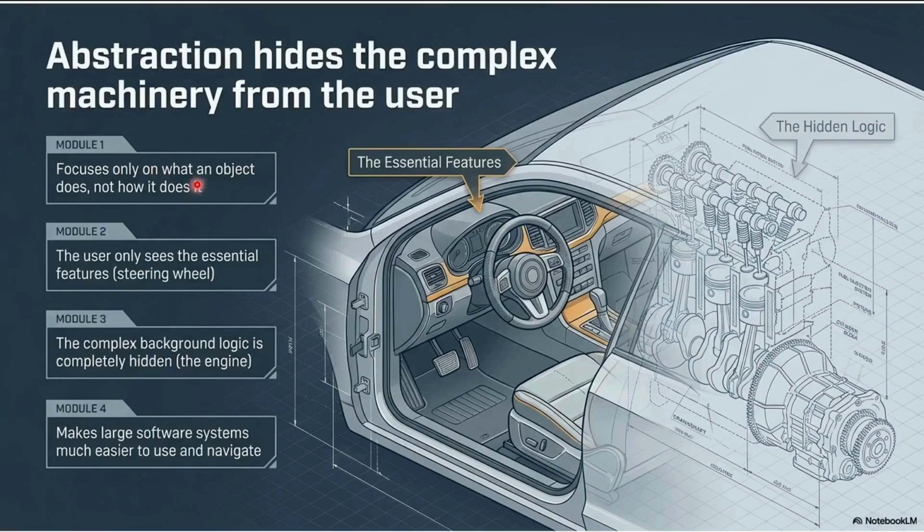It focuses on what an object does, not how it does it. We are only concerned about the steering, but we are not concerned about the internal functionality of the car. The user only sees essential features like the steering wheel, the dashboard, and all that, right? The complex background logic is completely hidden. The engine is hidden. It makes large software systems much easier to use and navigate. So that is abstraction. Okay?